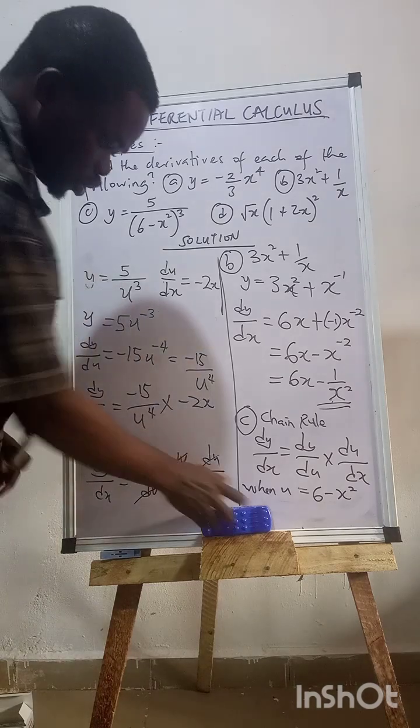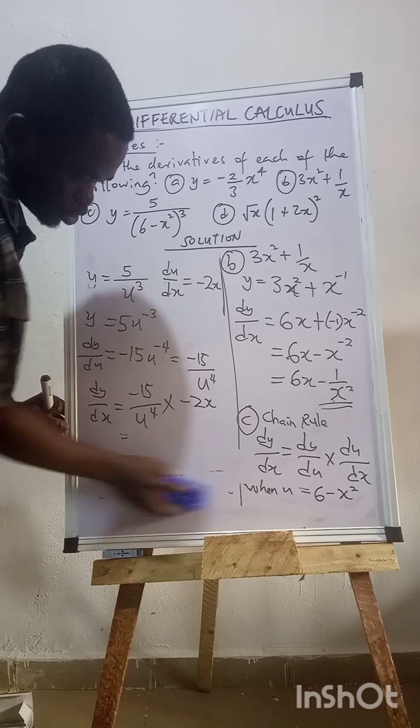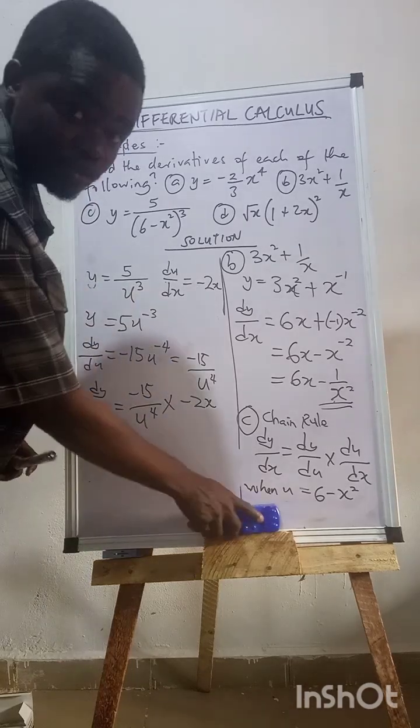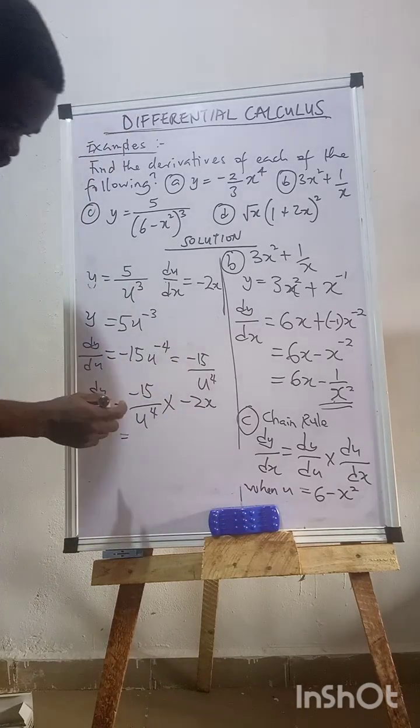There's the idea of the chain rule. The chain rule must always bring us back to dy over dx. Very important. Never miss that.